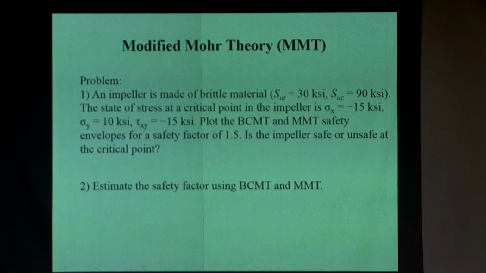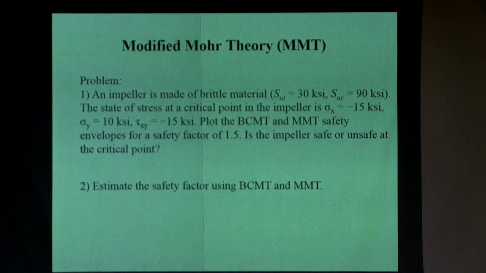This is an example. This is a component. It's an impeller made of a brittle material. The S of ut is 30 kpsi, and S of uc is 90 kpsi. The state of stress at a critical point in the impeller is sigma x equals negative 15 kpsi, sigma y is 10 kpsi, and tau xy is negative 15 kpsi. The question is: plot the BCMT and the MMT safety envelopes for a safety factor of 1.5, and then find out if the impeller is safe or unsafe at that point.